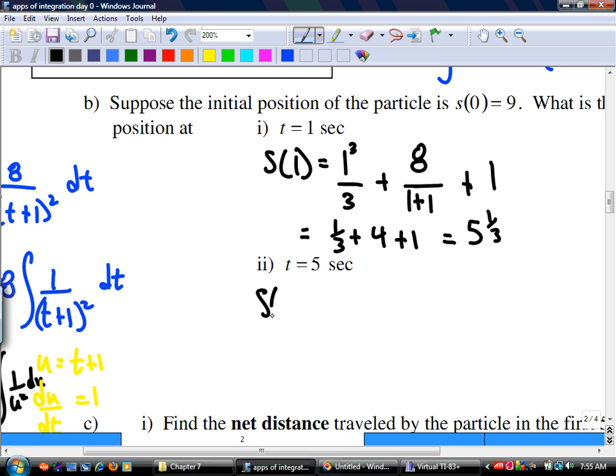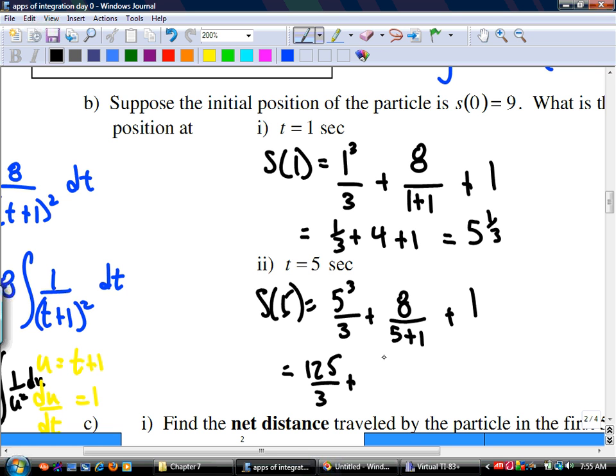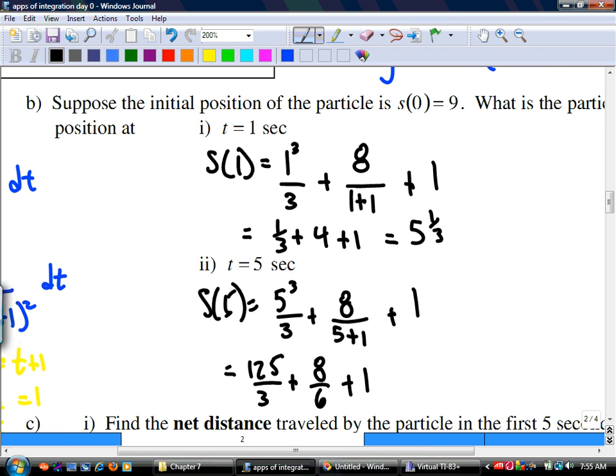s of 5. 5 cubed over 3 plus 8 over 5 plus 1, plus 1. 125 over 3 plus 8 over 6 plus 1. Yucky. Whatever that is. Well, I guess you could write it as 40. Okay, is that the final answer? 132 over 3, or some mixed number if you want.